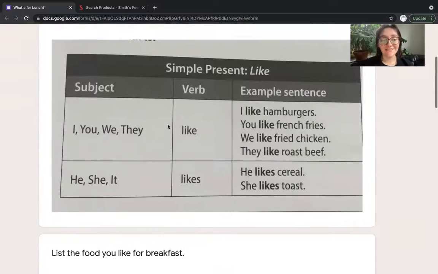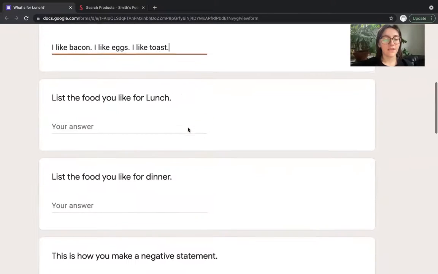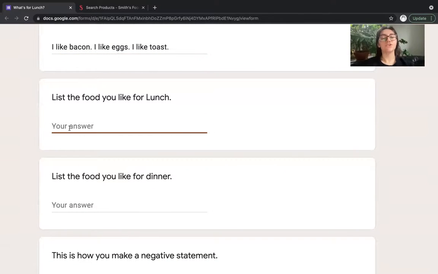Some of you said that you like toast, right? You like eggs for breakfast. List the food you like for lunch. I like roast beef for lunch. I like soup for lunch, especially when it's cold outside, like right now. I like, what's another thing? I like oranges. I like oranges for lunch.